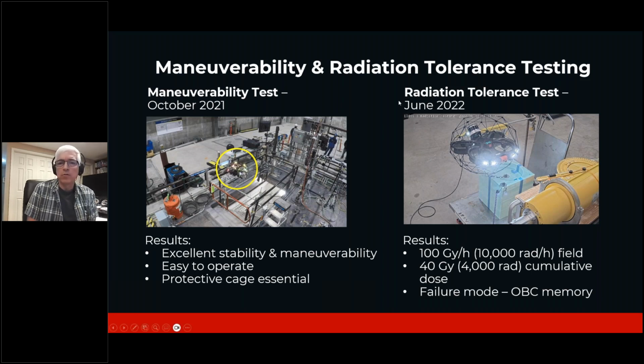In June of 2022, the key test was a radiation tolerance test. We estimated it may be as high as 20 gray per hour in the vault. We did some radiation testing in front of a high-powered X-ray generator, and the Elios 3 actually survived and flew successfully in a 100 gray per hour field, and was able to continue operating up to 40 gray of cumulative dose before we had a failure. And that failure mode was actually the onboard computer memory chip.